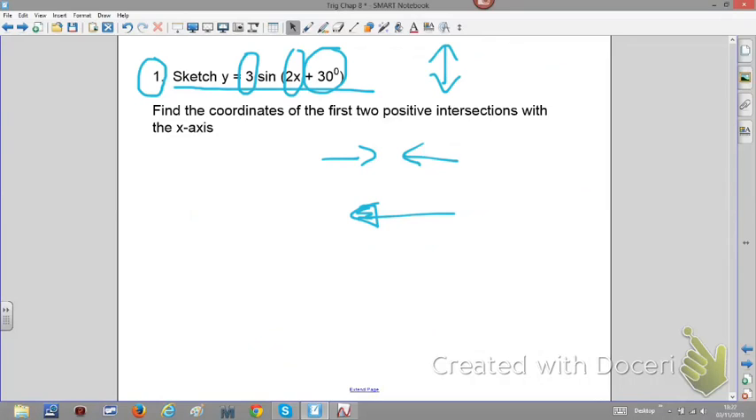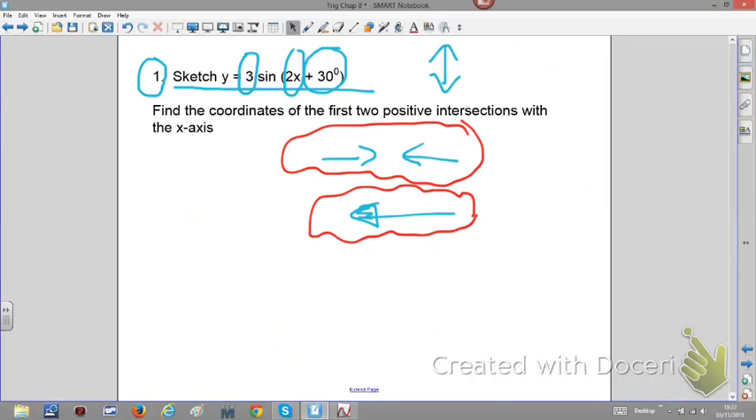Now one thing to watch here is the fact that your squash is along the x-axis and your shift is also along the x-axis. So have a think about this question here. Find the coordinates of the first 2 positive intersections with the x-axis, and that might help you decide, do we do a shift first or do we do a squash first?